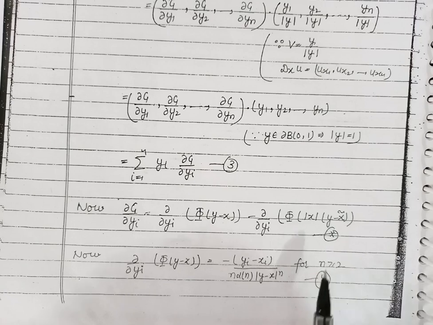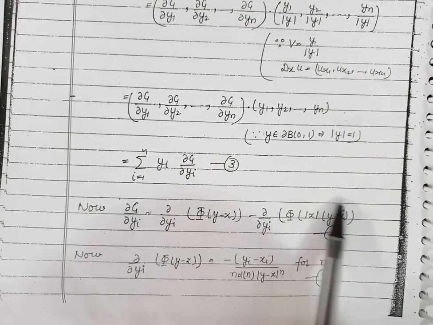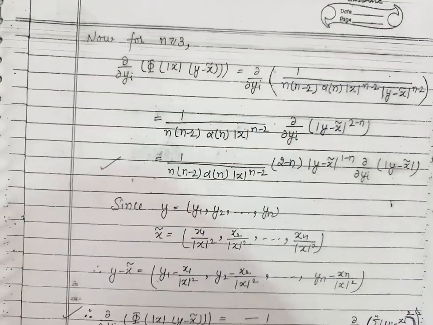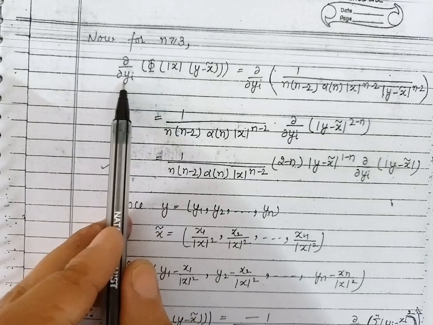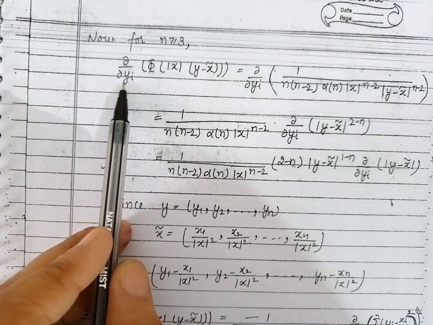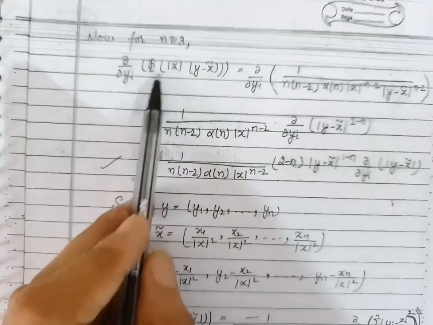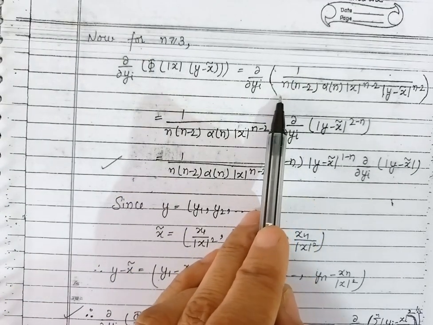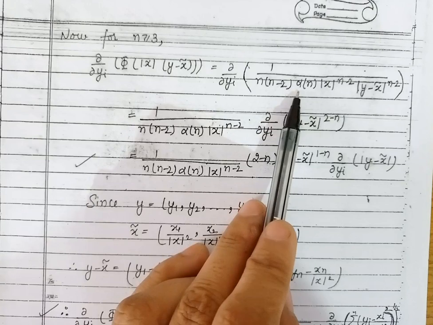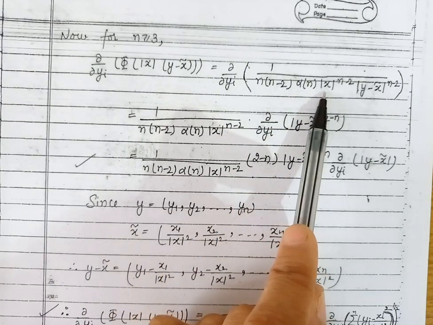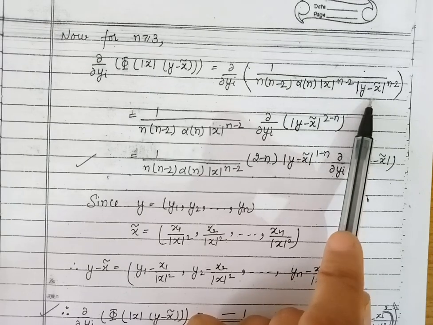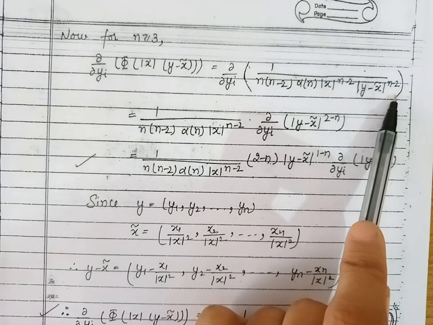Now let us find the derivative of this function with respect to yi. So let us consider the partial derivative of this function phi with respect to yi. Now by definition of function phi, this is given by 1 upon n minus 2 alpha n |x| raised to the power n minus 2 into |y minus x bar| raised to the power n minus 2.